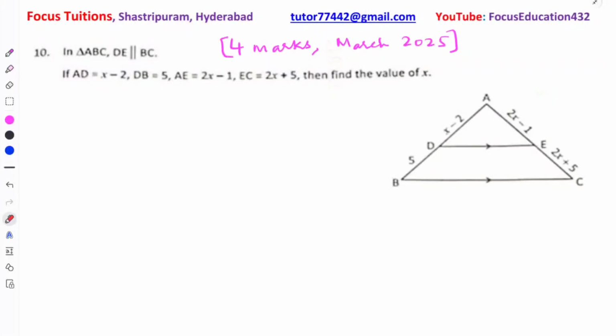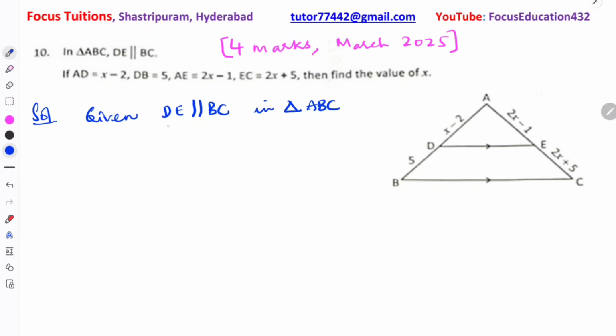Dear students, in this video I will give the solution of the March 2025 question paper, a 4 marks question from the similar triangles chapter. In triangle ABC, it is given that DE is parallel to BC and the sides are given. AD is given, DB is given, similarly the other sides are given. So we need to find the value of x here.